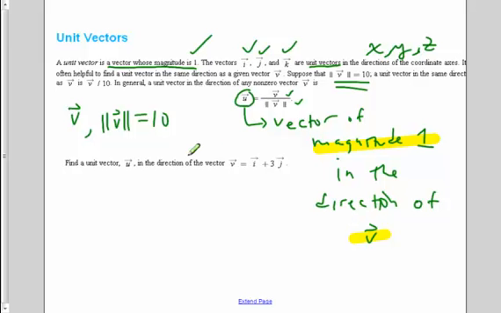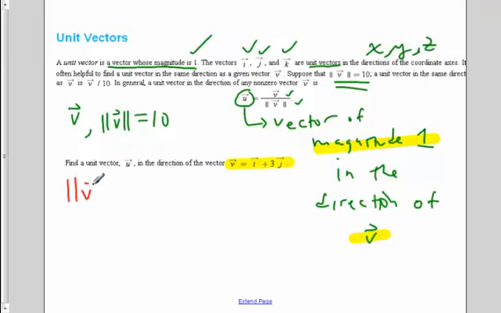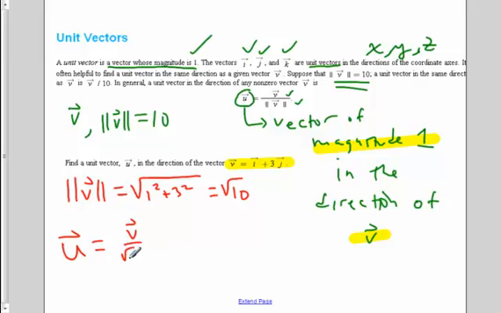And let's do the same thing for this vector v right here. Well, what are the steps? The first thing that we need to do is find the magnitude. So the magnitude of v here equals the square root of the sum of the squares of its components, so 1 squared plus 3 squared, which is root 10. So our unit vector is going to be v over root 10. And we know that we can distribute that to each of the components. So this is going to be 1 over root 10 i plus 3 over root 10 j.